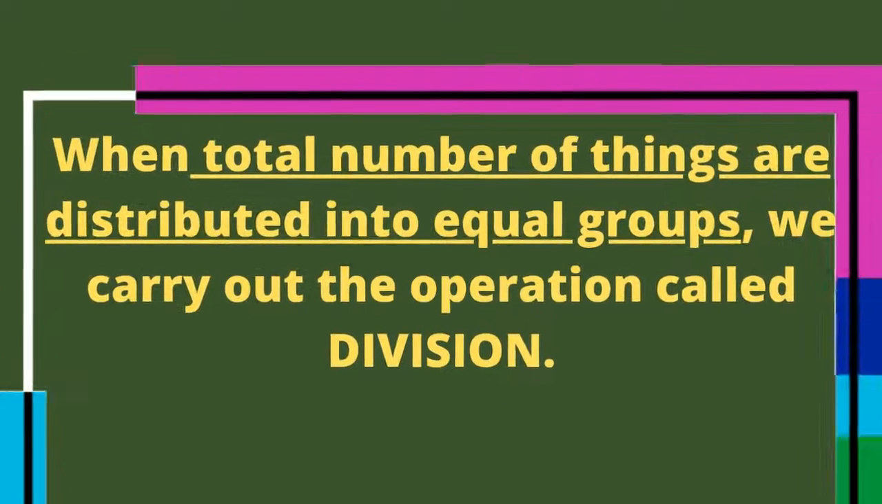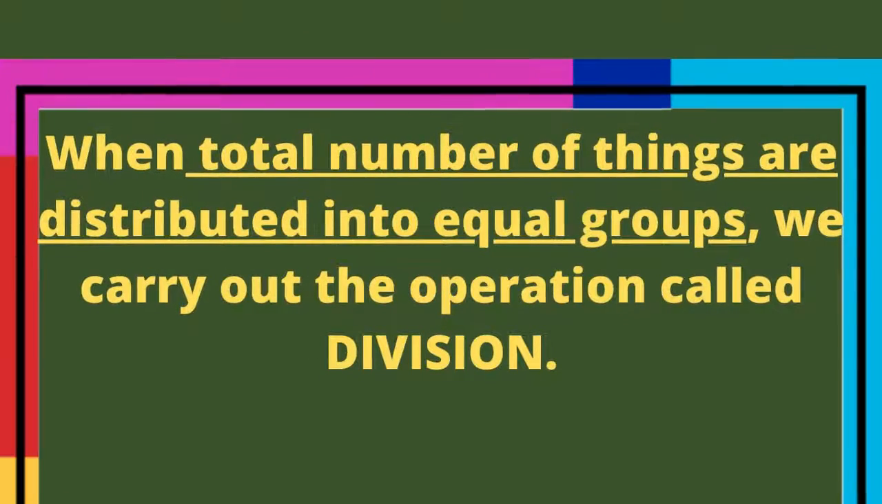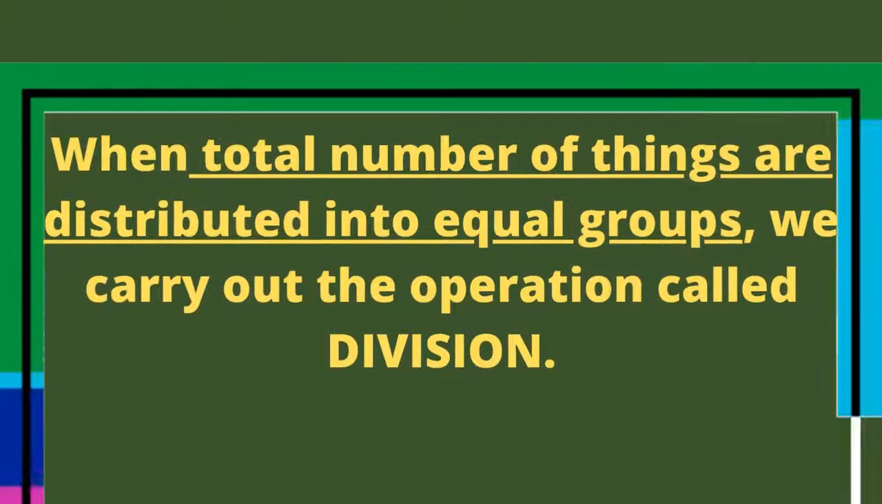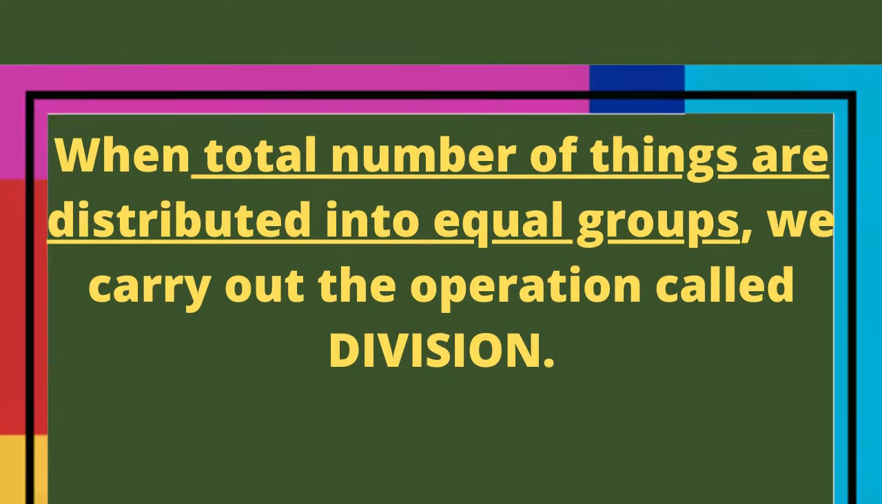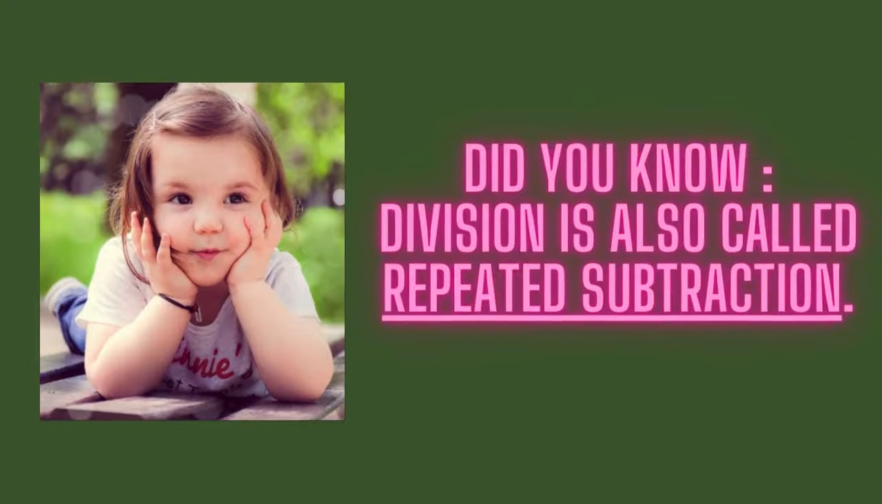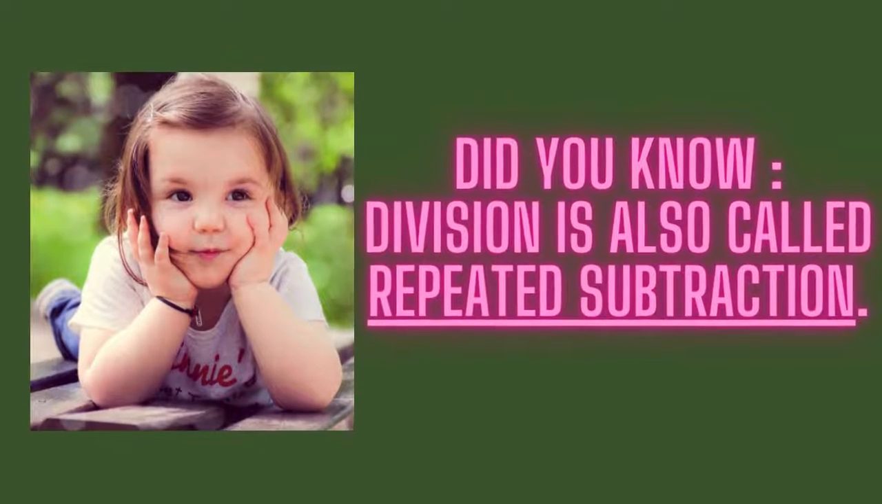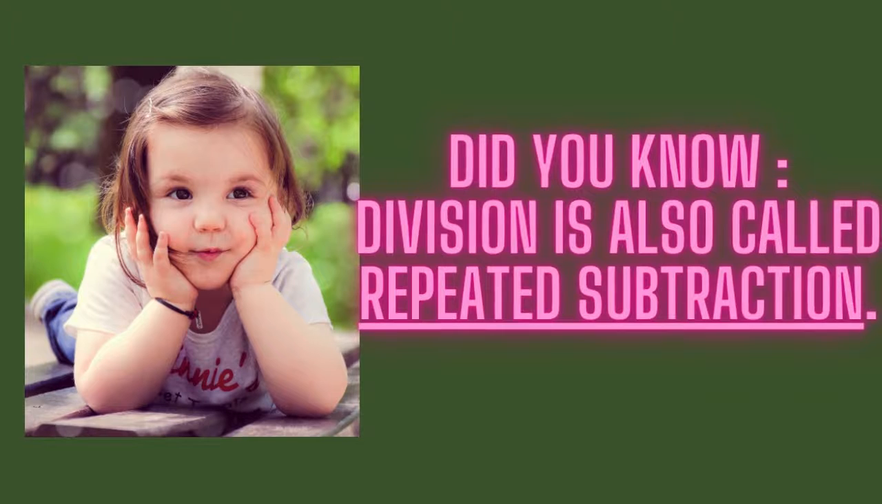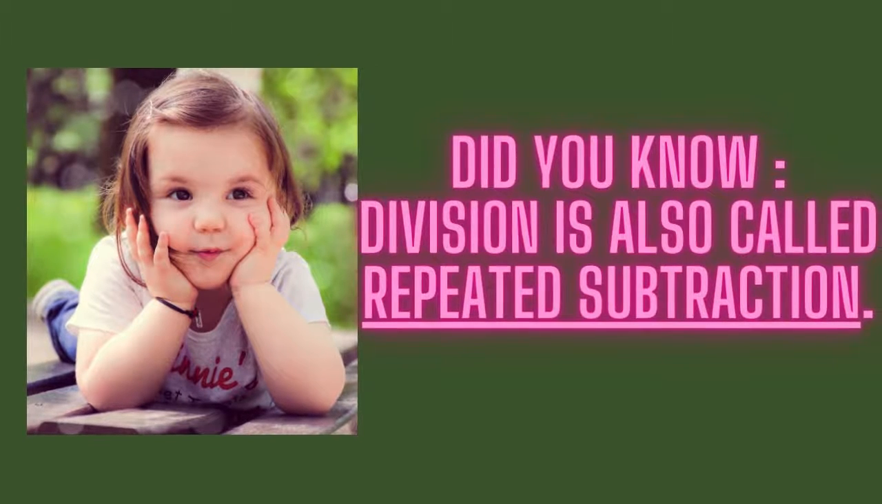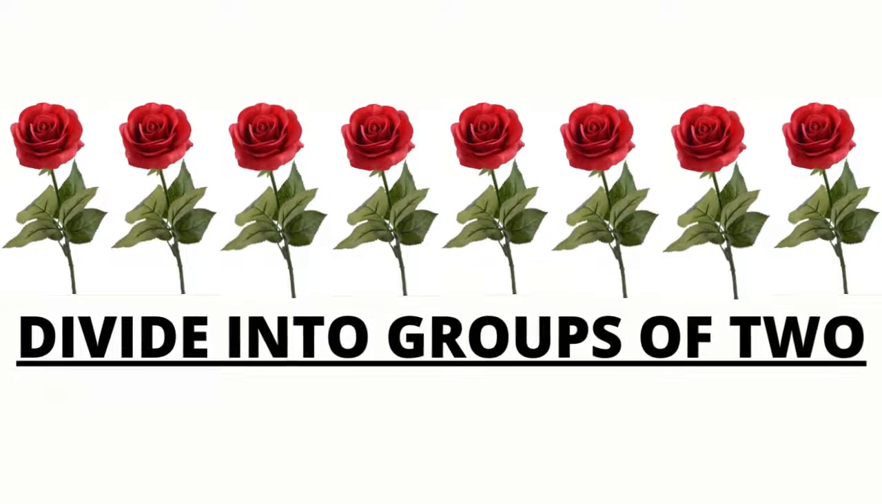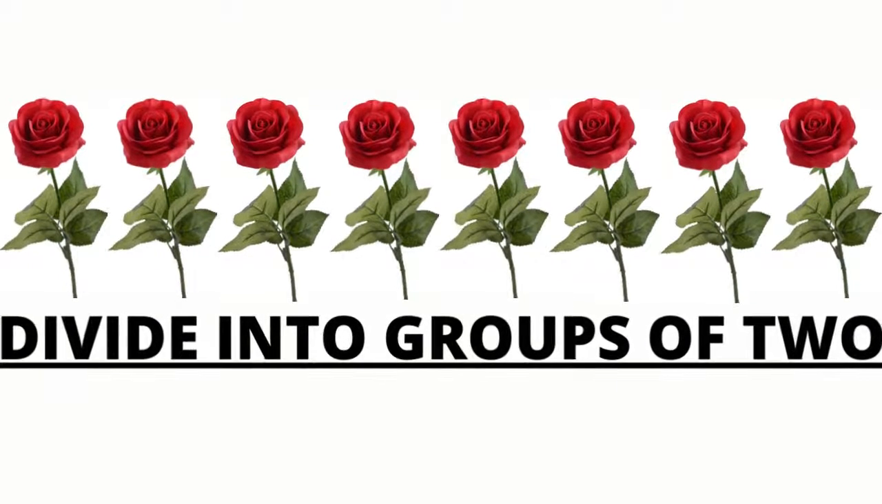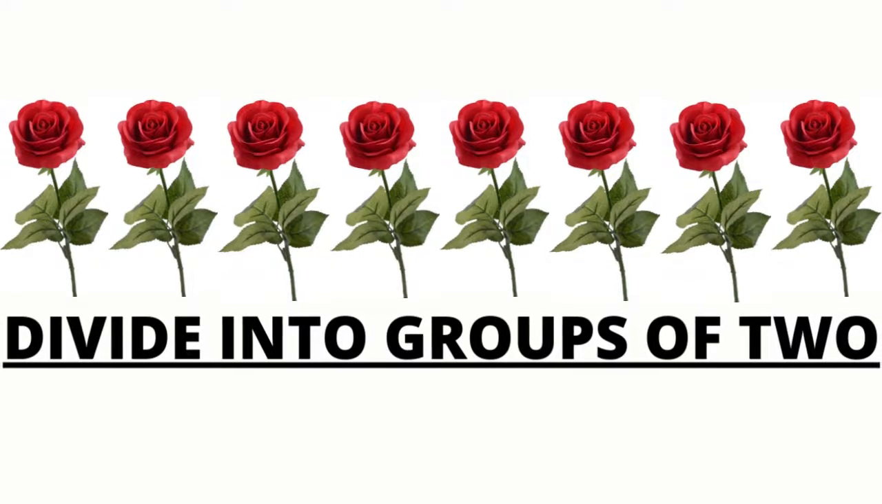When the total number of things are distributed into equal groups, we carry out the operation called division. Did you know division is also called repeated subtraction? Let us learn repeated subtraction with the help of an example.